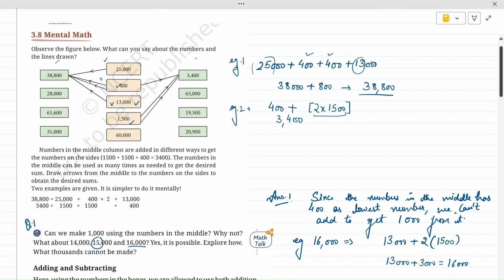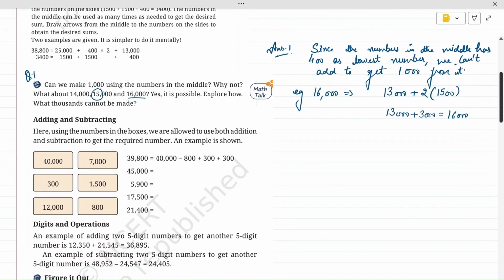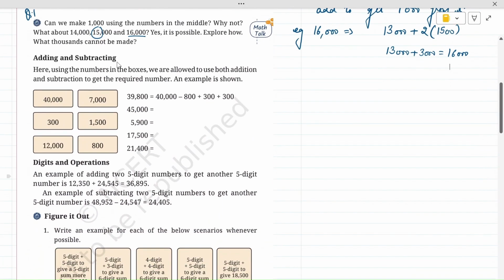Next is adding and subtracting. So till now we have seen that by adding the numbers in the middle, we are getting the numbers on the side. Now what we have here is the concept of adding and subtracting both. So here we can both add and subtract to get the other numbers. Okay, so let's try to solve this part.